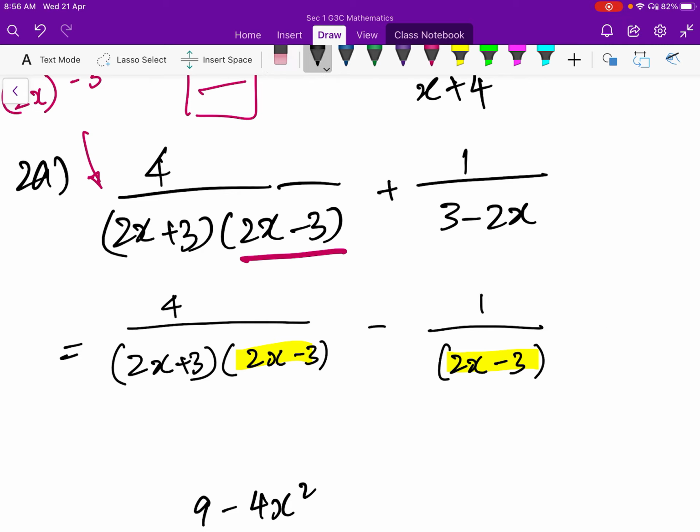Okay, so this is what we have. In summary, if you want to change the sign in the denominator, just change the sign here. That's the summary. Now, denominator almost the same already, but I still need to multiply with 2x plus 3 over here. Then I can combine.